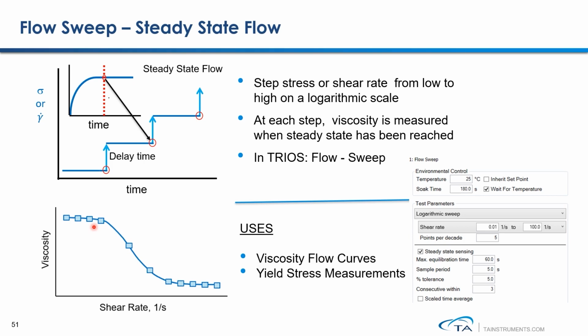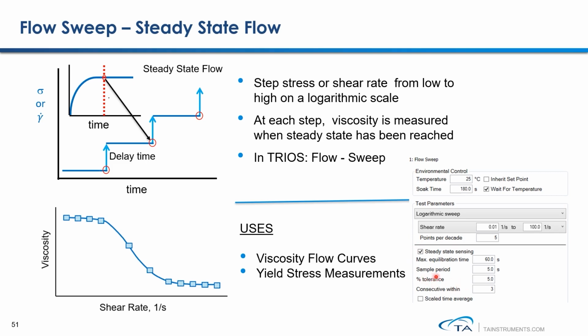The screenshots on the right side actually show you how to program a flow sweep experiment using TRIOS software. By checking this steady-state sensing box, you allow the TRIOS software to follow a steady-state algorithm to ensure each data point is collected correctly.